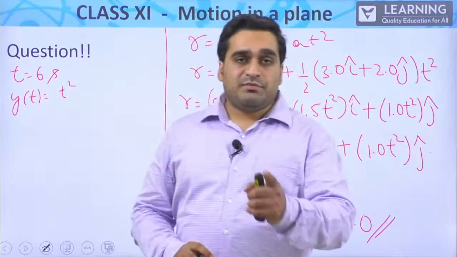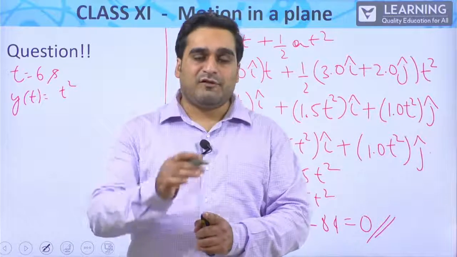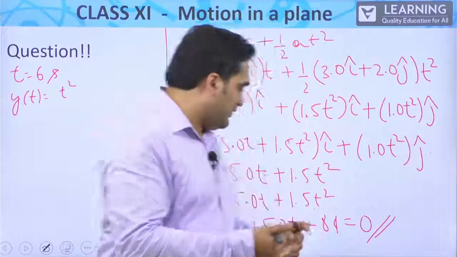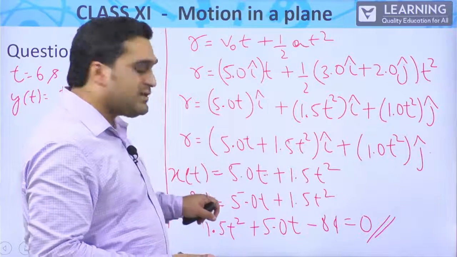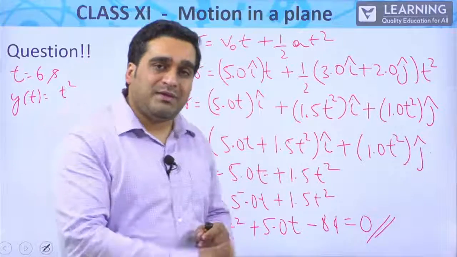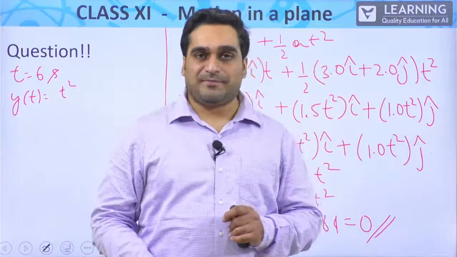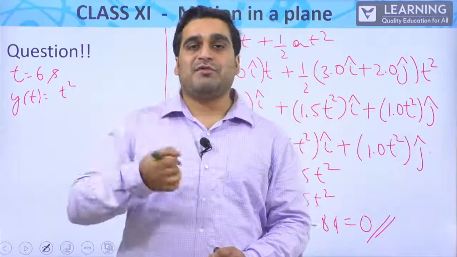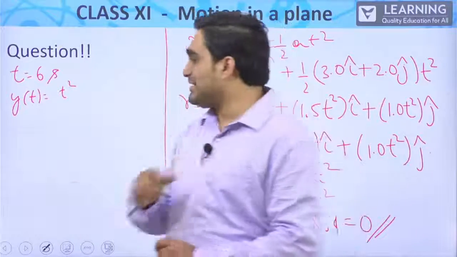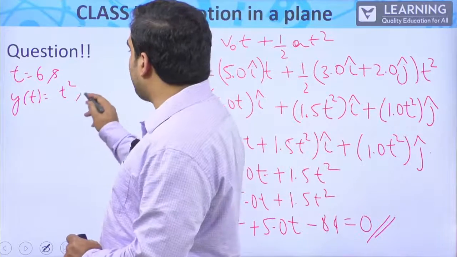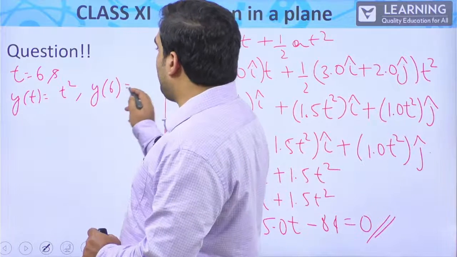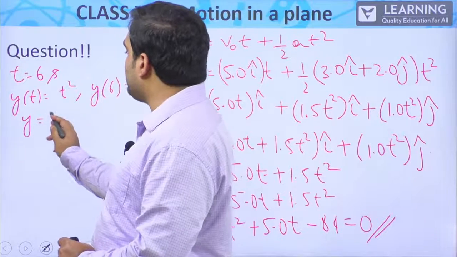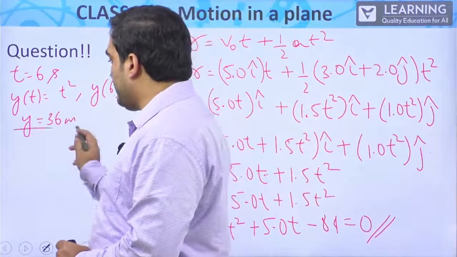Now remember that displacement occurs for the same time for the x component as well as for the y component. If the displacement along the x component is 84, it happens in a given time of 6 seconds. Even for the y component, the displacement will happen in 6 seconds. Therefore, I substitute y of 6, which is equal to 6 square, and I get the y component displacement, which is equal to 36 meters.